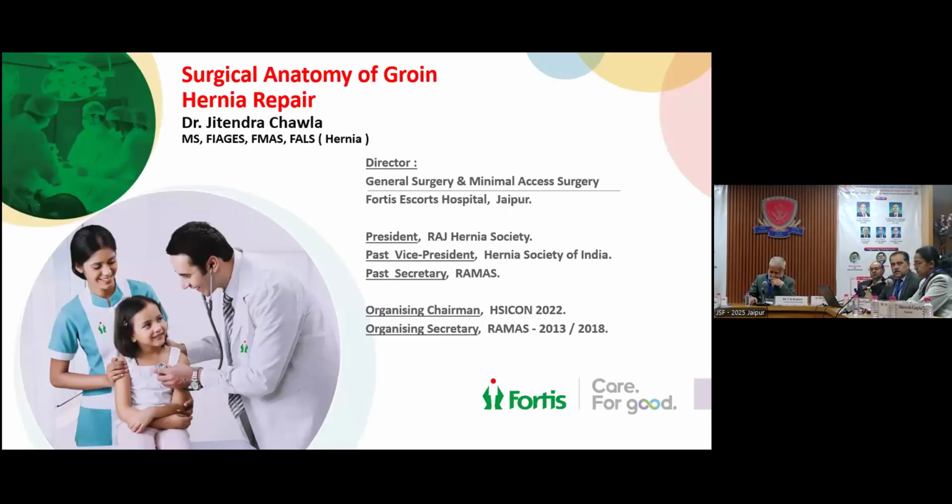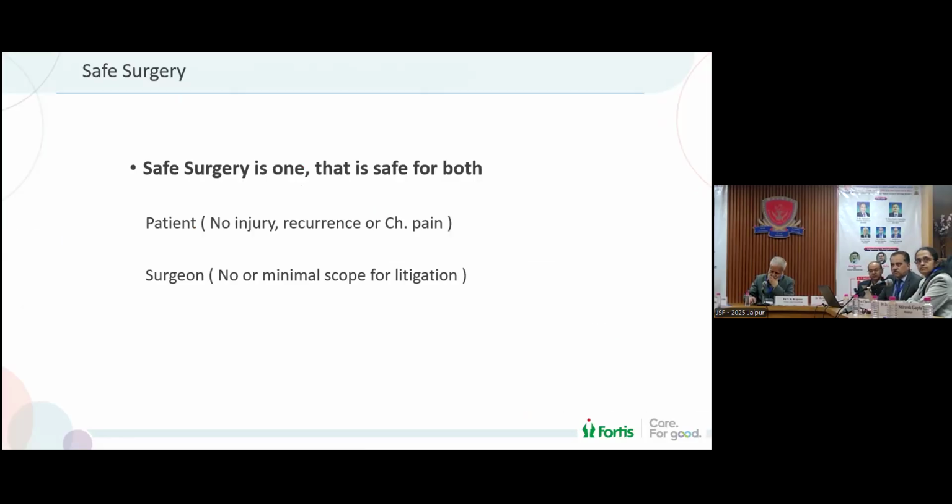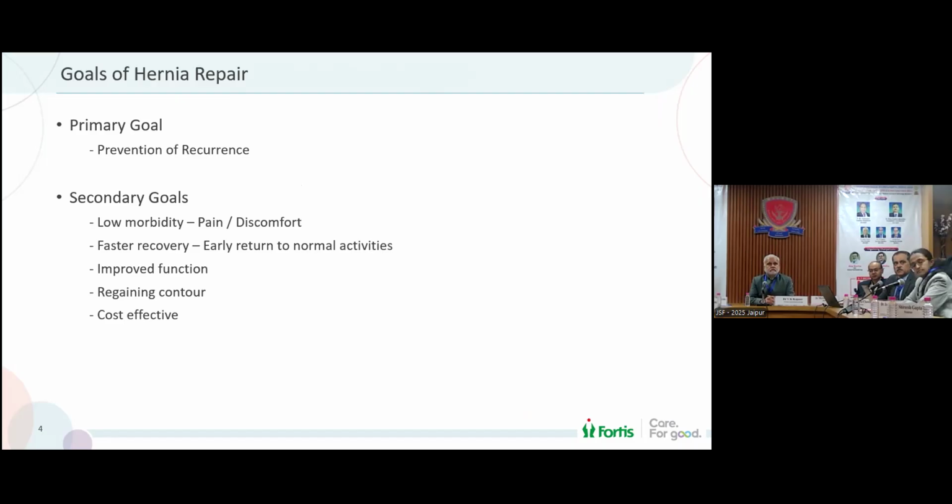So I bring my greetings from the Fortis Hospital, Jaipur, to all of you. Why we need importance of anatomy in surgical fields is we want to do a safe surgery, not only for the patients, for surgeons as well. The primary goal of hernia repair is the prevention of recurrence, and there are secondary goals also. We should aim for low morbidity like pain or discomfort, faster recovery, especially in today's modern era of limited time with the patients, improved function and regaining contour, especially in the ventral hernias. And it should be cost effective also.